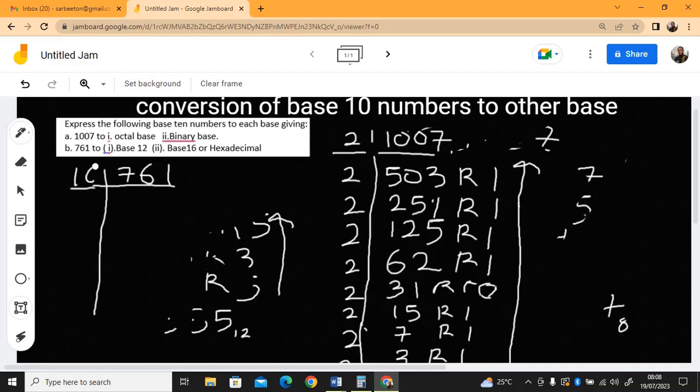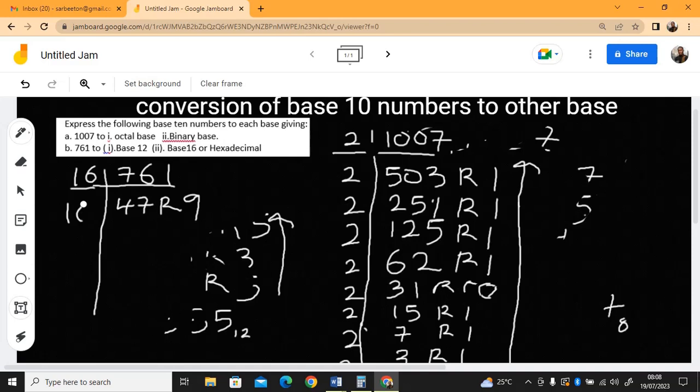So 761 divided by 16. Have you done it? That will give me 47. Now what's my remainder? When I multiply 16 times 47, I get 752. So 761 minus 752, I should get remainder 9.